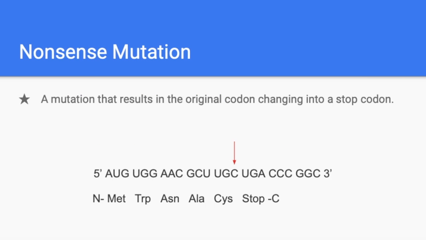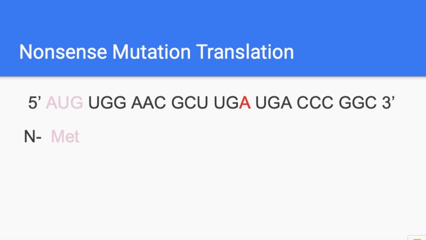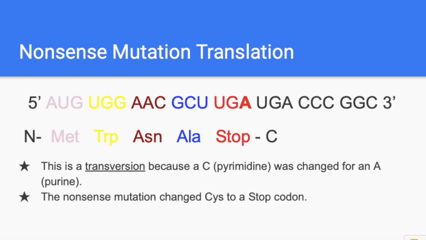A nonsense mutation changes the codon into a stop codon. Here we are changing UGC to UGA. Translation is the same as the original until we reach our mutated codon, which now codes for a stop codon. This nonsense mutation will cause a premature stop codon to occur. This is a transversion because we went from a pyrimidine to a purine.